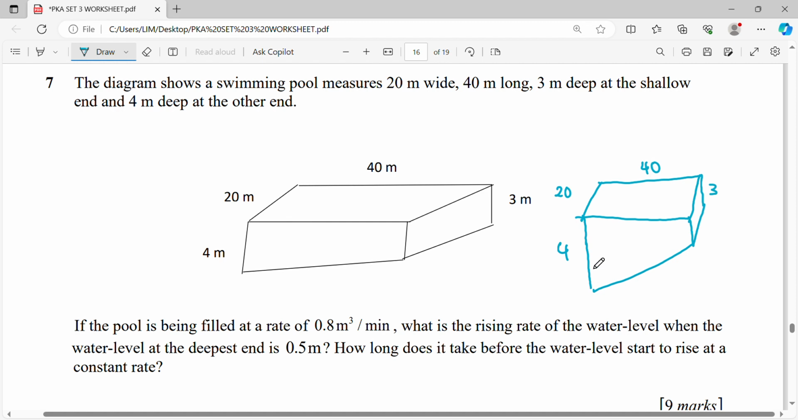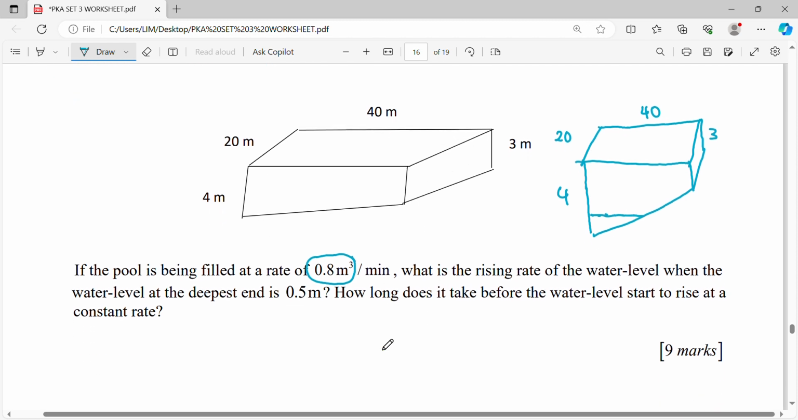Alright, so if the pool is being filled at the rate of 0.8 meter cube per minute, so you are filling up water. So this is meter cube per minute. It means that will be your dV/dt. So V is what? Volume of the water. So V here is the volume of the water.